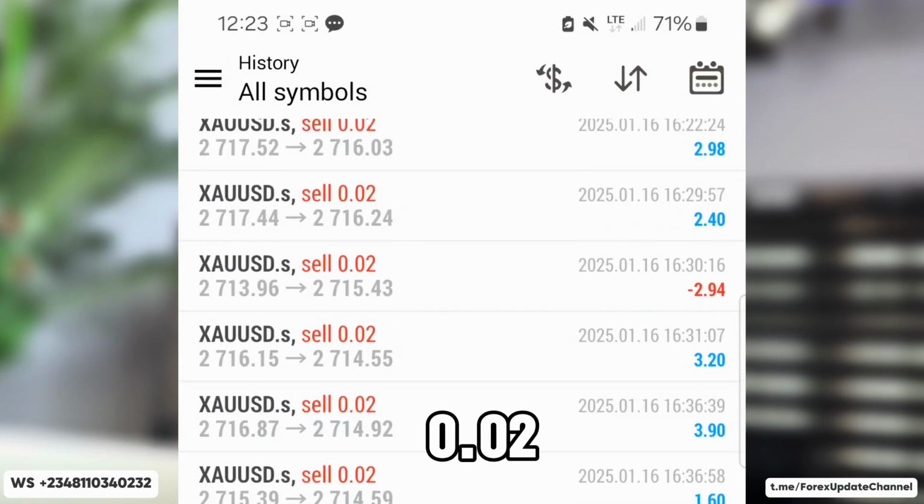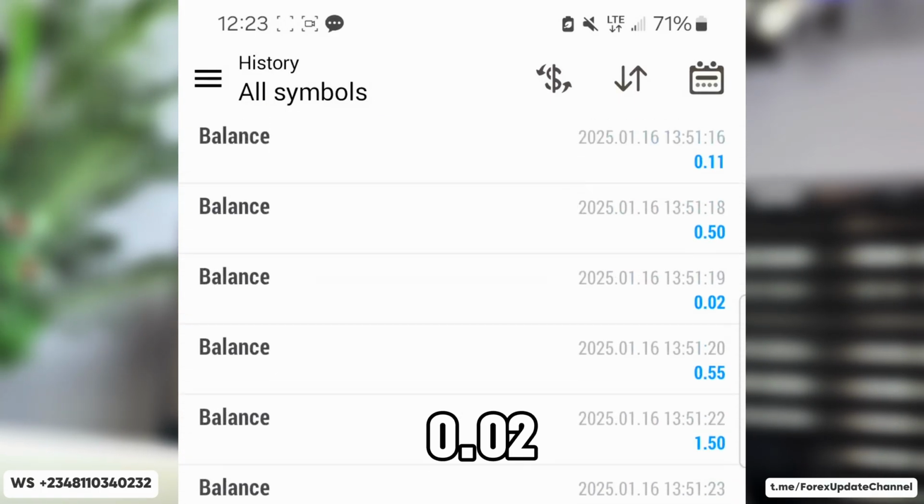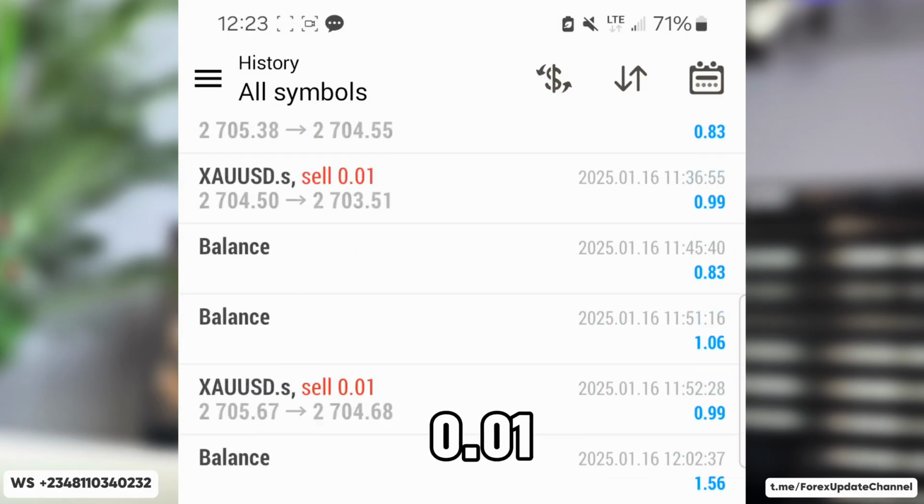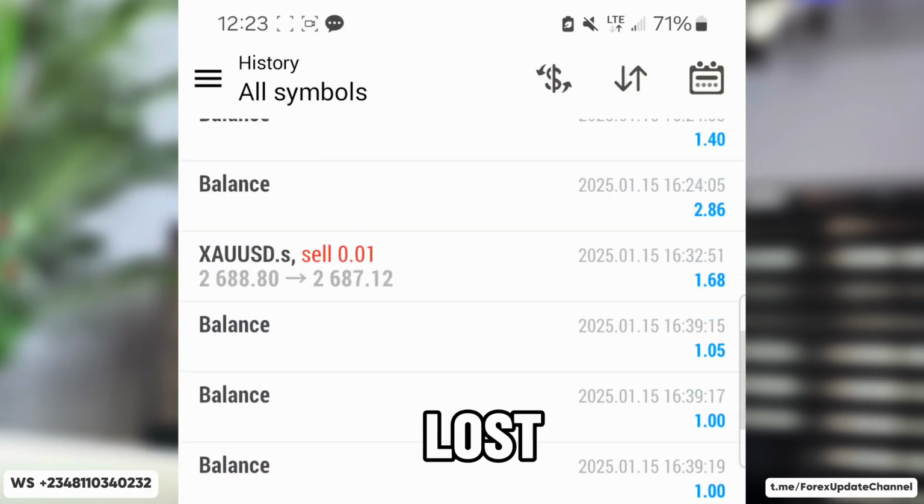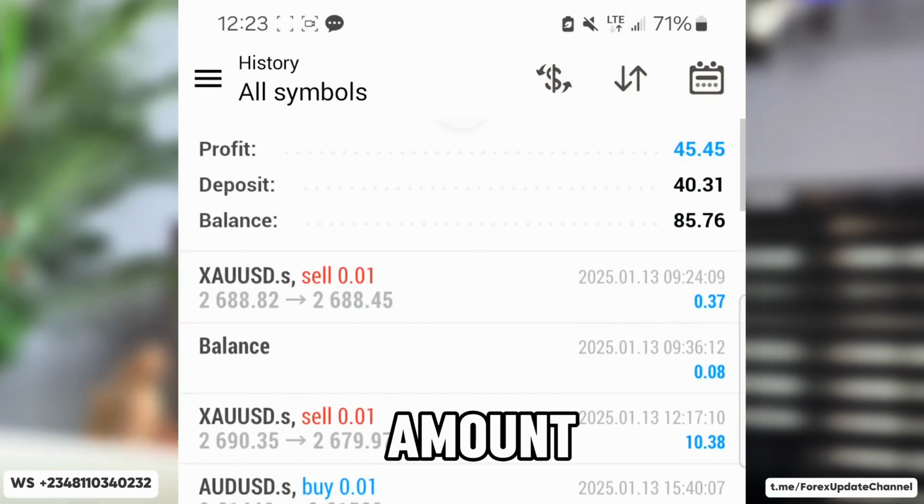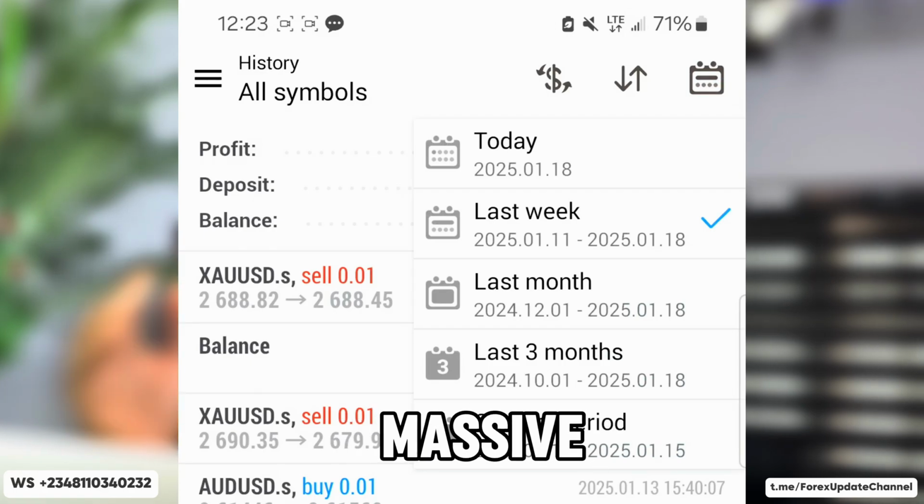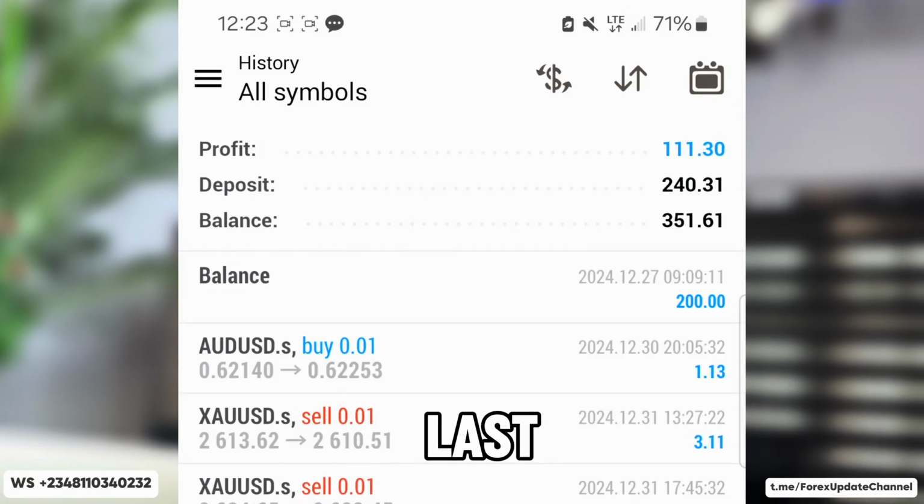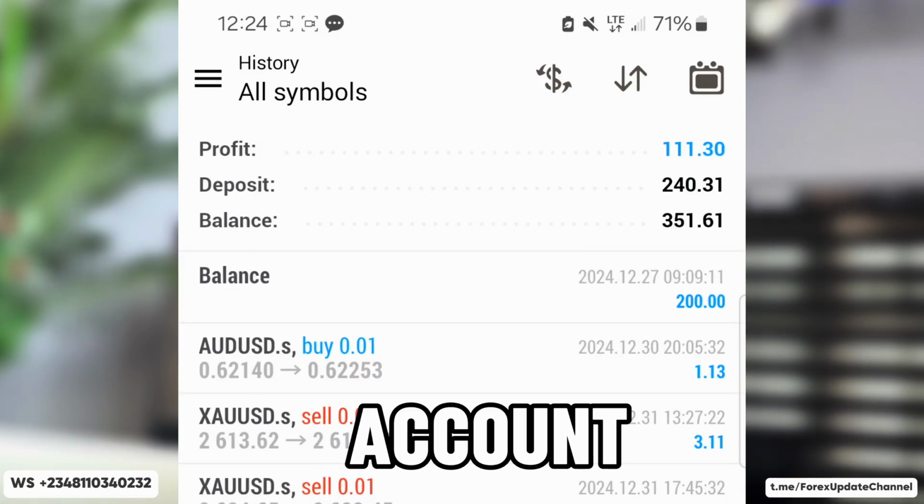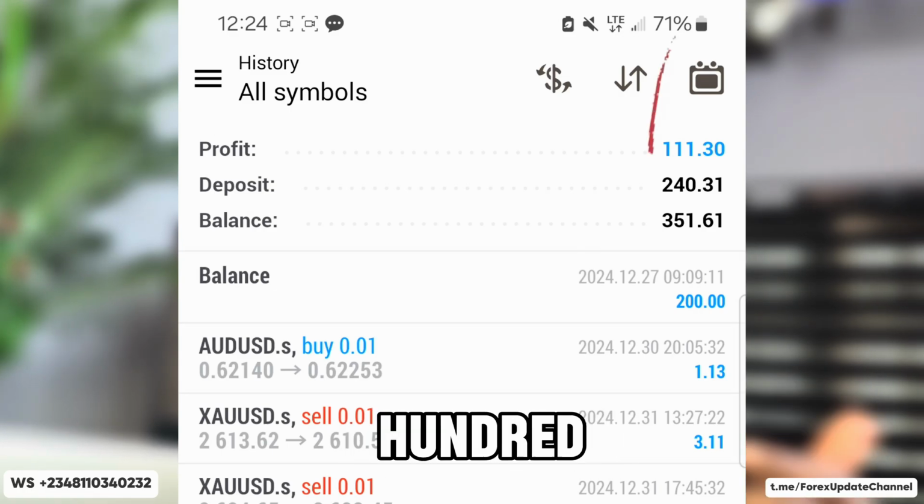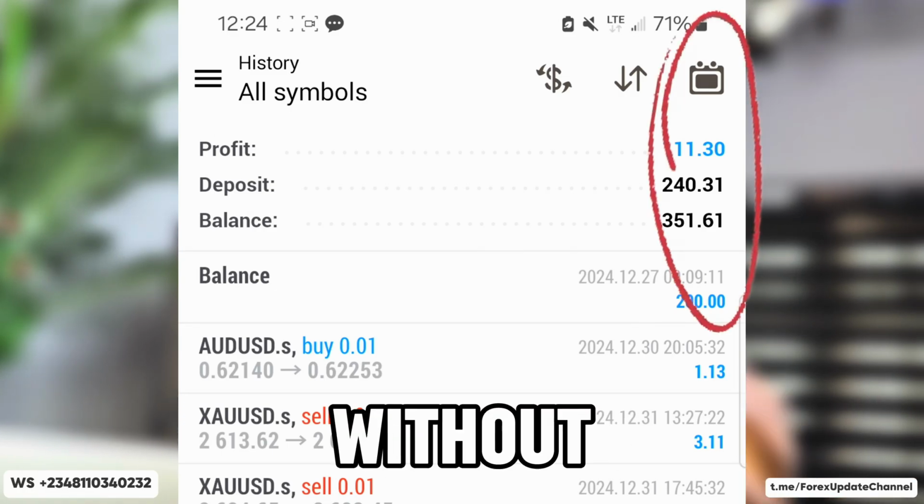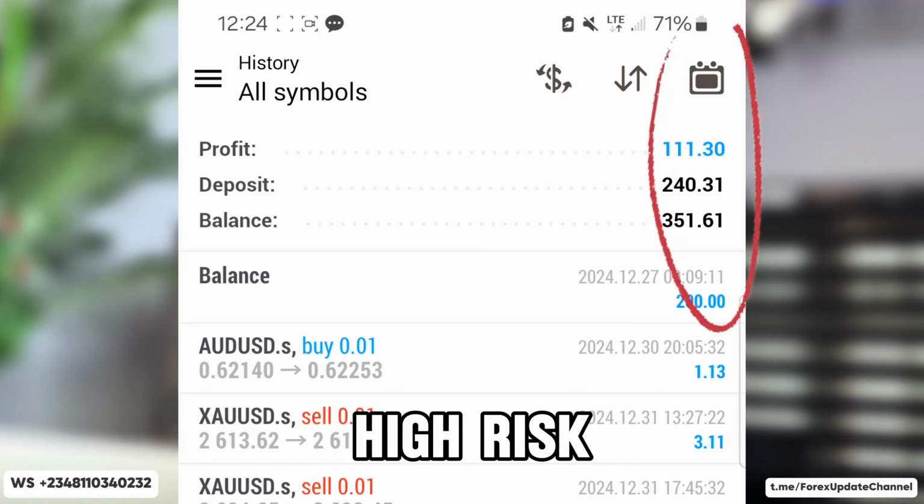0.02, 0.02, 0.02, 0.02, 0.02, 0.01, 0.01. You can see the loss amount and the win amount. The consistency is massive. Let's check the last 2 weeks on the $200 account. It makes over $111 without taking high risks at all.